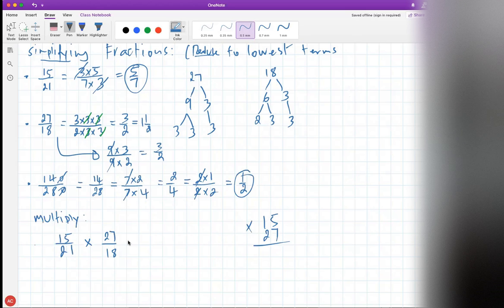For example, 15 over 21, what is the simplest form of it? Or the simpler form? We reduced it into this, right? 15 over 21, we canceled, we had 5 over 7. What is the simpler form of 27 over 18? 3 over 2. So basically, instead of multiplying these big ones, it's much simpler to multiply the simplified version. It literally takes seconds instead of minutes of calculation.